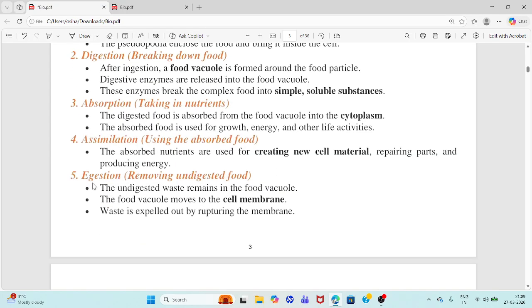Last stage, egestion, removing undigested food. Any food material that cannot be digested remains inside the food vacuole. The food vacuole moves to the edge of the cell, fuses with the cell membrane, and ruptures, throwing the undigested waste out of the body. Means undigested waste remains in the food vacuole, the food vacuole moves to the cell membrane, and waste is expelled out by rupturing the membrane.